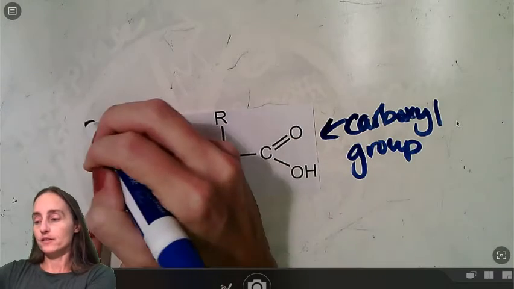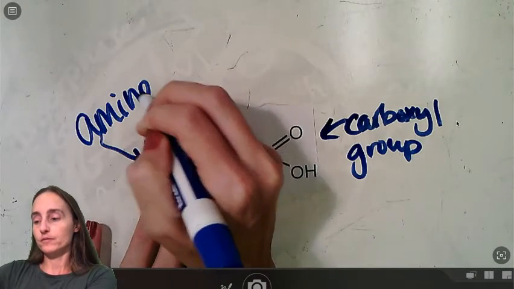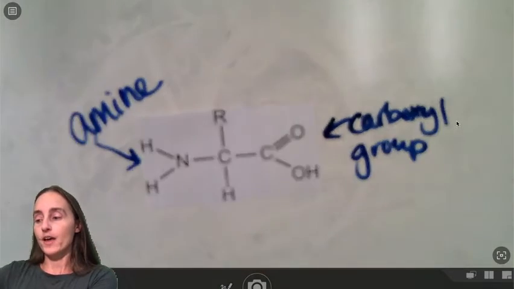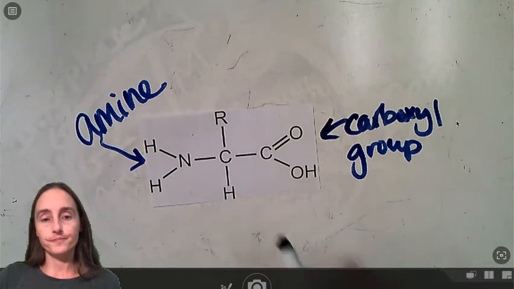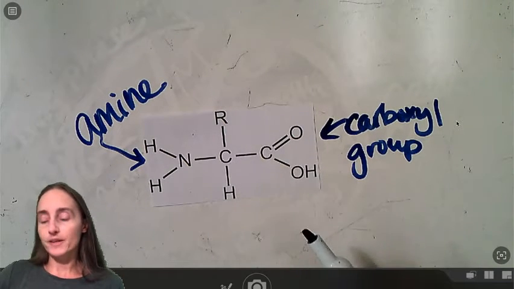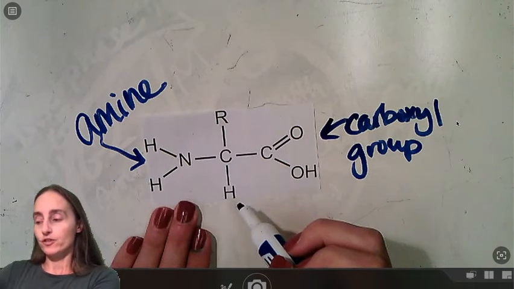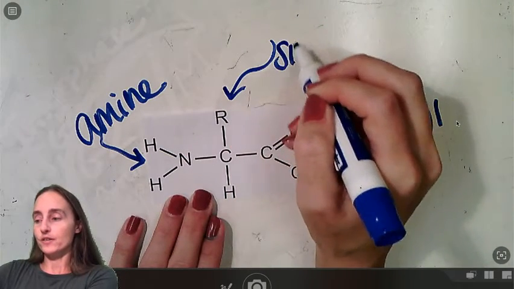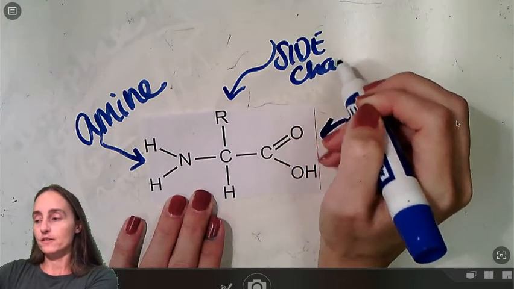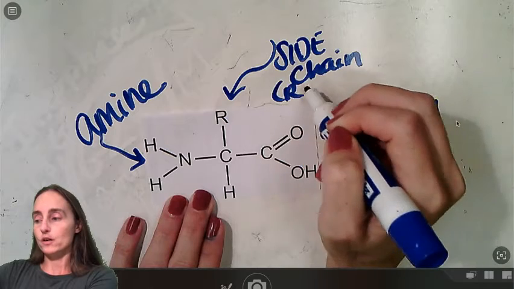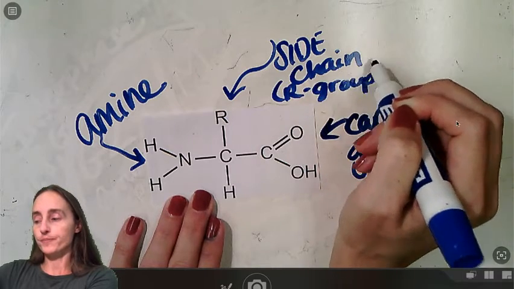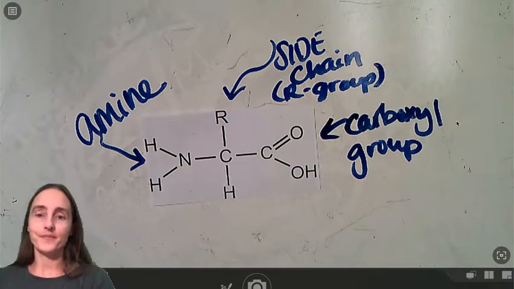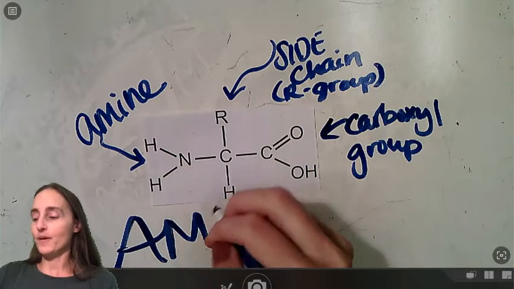Okay, on this side, we have an amine group. And that is nitrogen and two hydrogens. We have a carbon base in the middle. We have a hydrogen that sticks off the carbon. And then this is the exciting part. This is the side chain, or more commonly called the R group. Okay, so that is an amino acid.